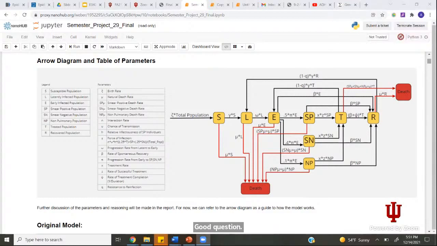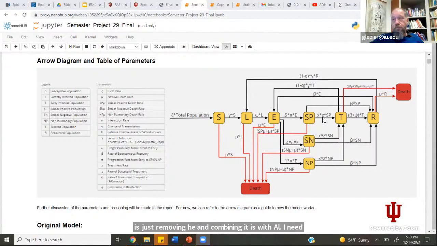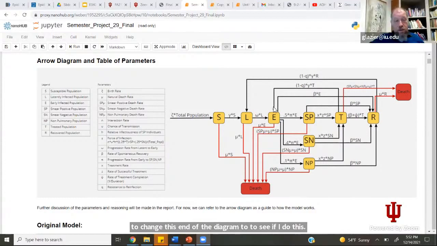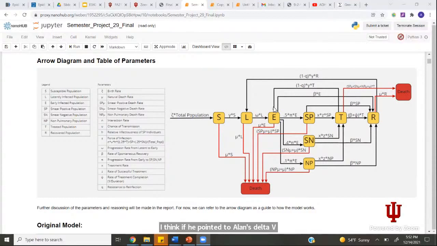Because I said I was going to explore removing E and combining it with L, I need to change this end of the diagram too, to reflect those changes. Well, I think if T pointed to L instead of E, I don't think it would make a big difference. Okay.